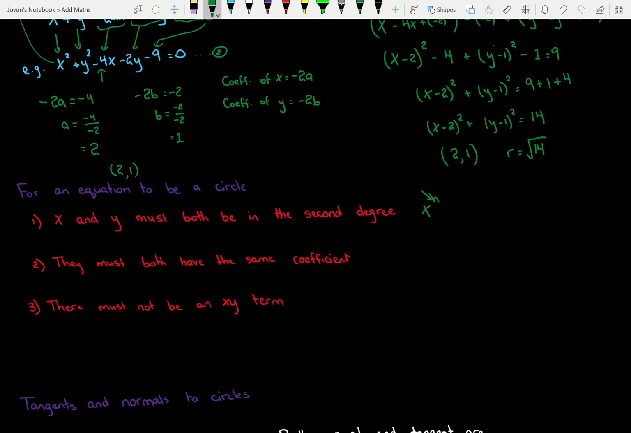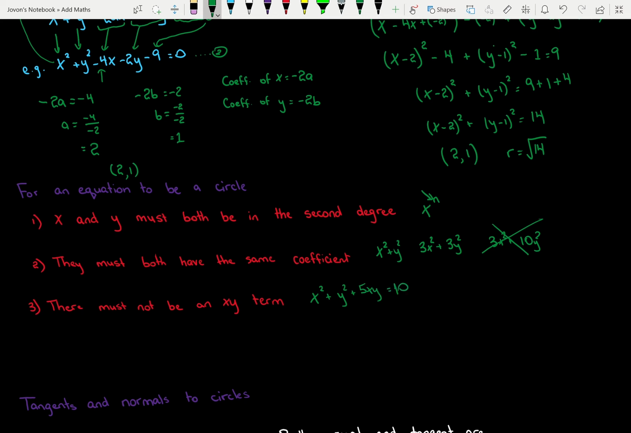The next thing is that they both must have the same coefficient. Therefore it must be x squared plus y squared, or it could be 3x squared plus 3y squared. It cannot be 3x squared plus 10y squared, let's say, because then this would not be a circle. So the coefficient of the x squared and y squared terms needs to be the same. And the last one is that there must not be an xy term. For example, you cannot have x squared plus y squared plus 5xy is equal to 10.